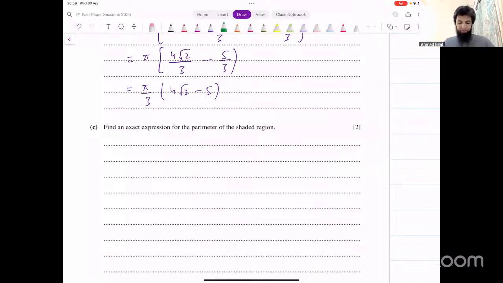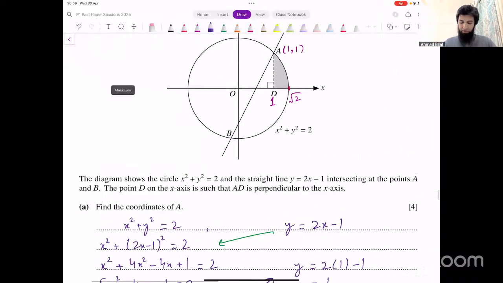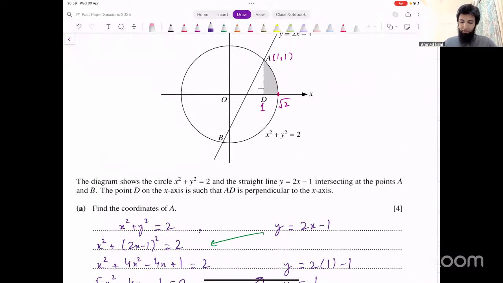Find an exact expression for the perimeter of the shaded region. Okay. This is the shaded region. We want the perimeter for this. We know the height, that is 1. We know the base, that's under root 2 minus 1. Right? So we know the base as well.